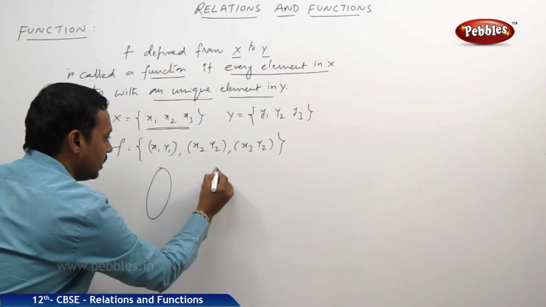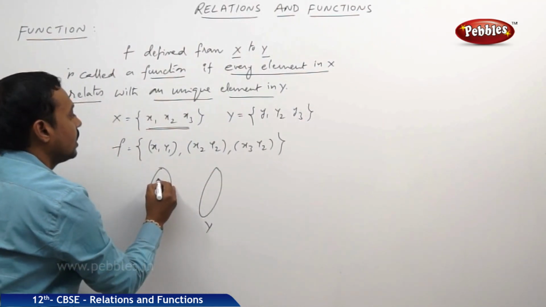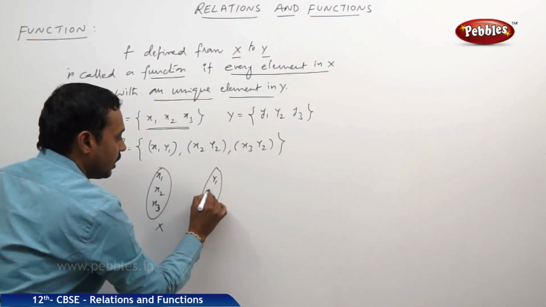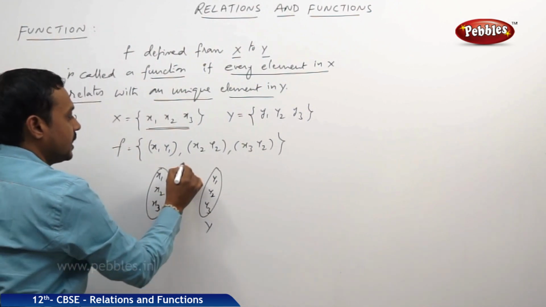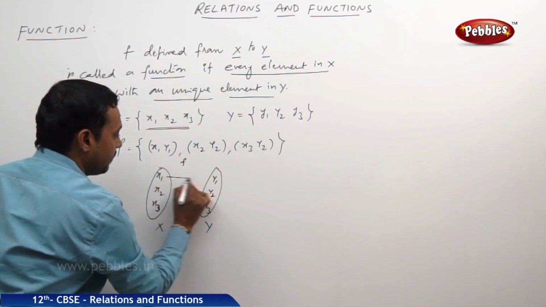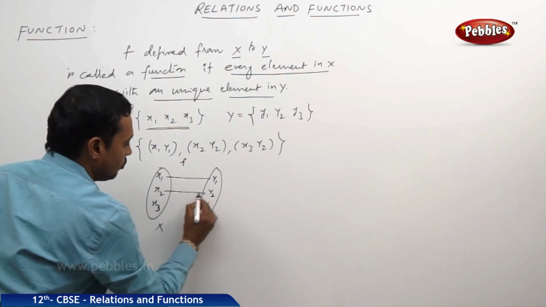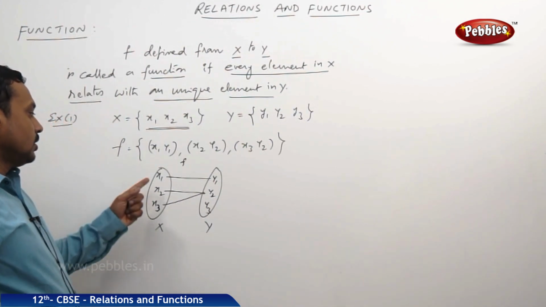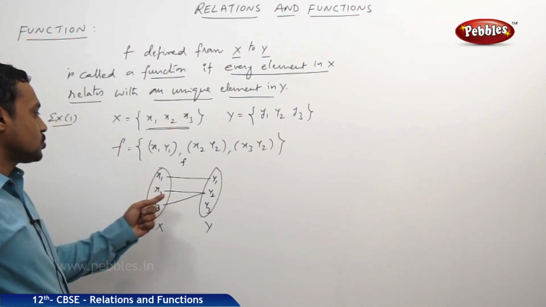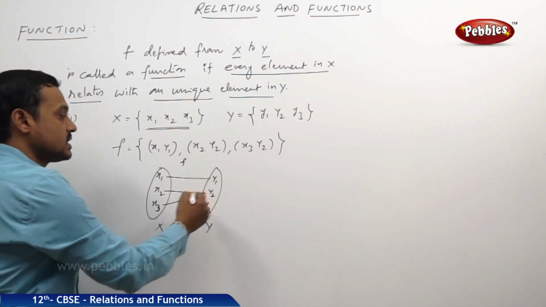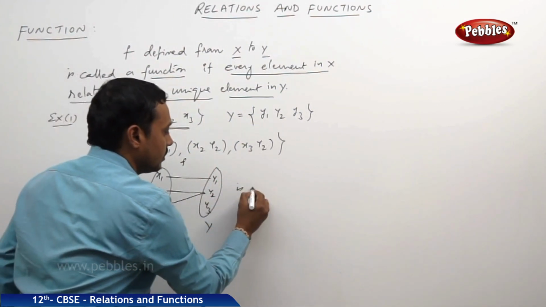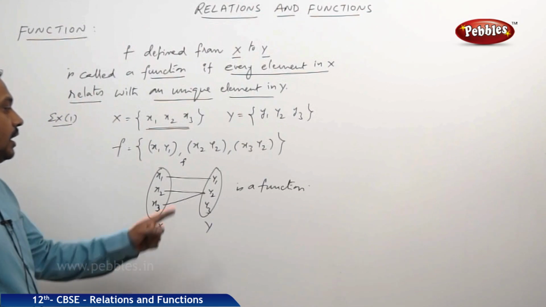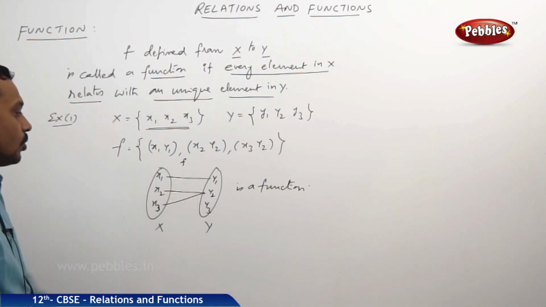Otherwise, we can define the two sets x and y like this, x1, x2, x3 and y1, y2, y3 with respect to f. x1 is mapping to y1, x2 maps to y2, x3 also maps to the same y2. See, each and every element in x is associated with a unique element in y. Hence, this relation f is called a function. It is a function, and x is called the domain and y is called the codomain.